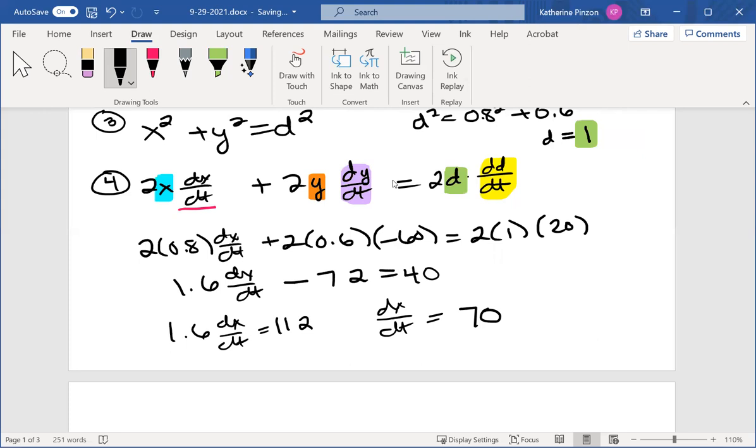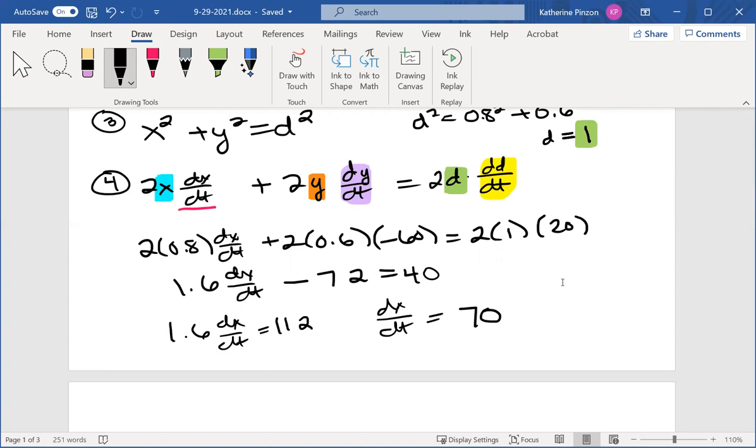So I just divided both sides by 1.6. Yes, sir. So I had a question. I kind of forgot what you said about it. How do we know what goes on top and what goes on bottom for like dx over dt? The dt always goes on the bottom. The thing on top is the variable that you're taking the derivative of.